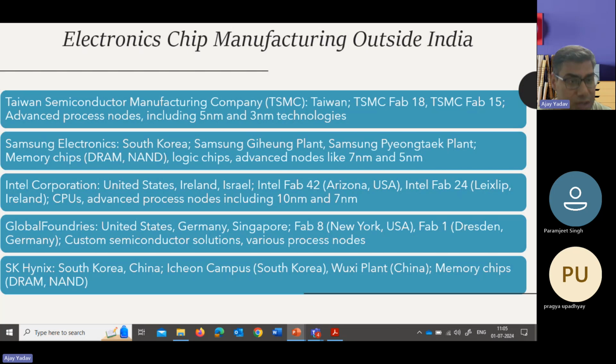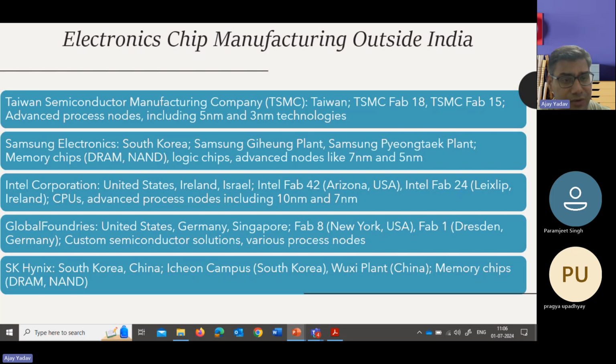The third is Intel Corporation, a US-based company with offices in the US, Ireland, and Israel. They have Fab 42 and Fab 24, two plants. One is in Arizona, USA, another is in Leixlip, Ireland. They design chips at the level of 7 and 10 nanometer, and they also design CPU chips. If you see your laptop, you'll find there is a processor, and that processor can be from any of these chip manufacturing plants.